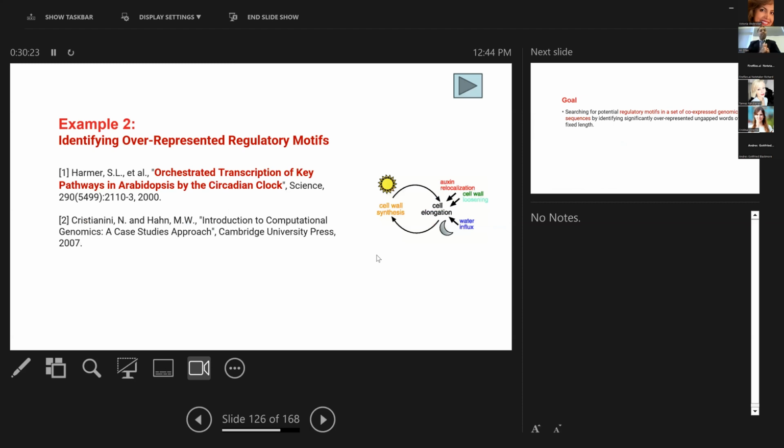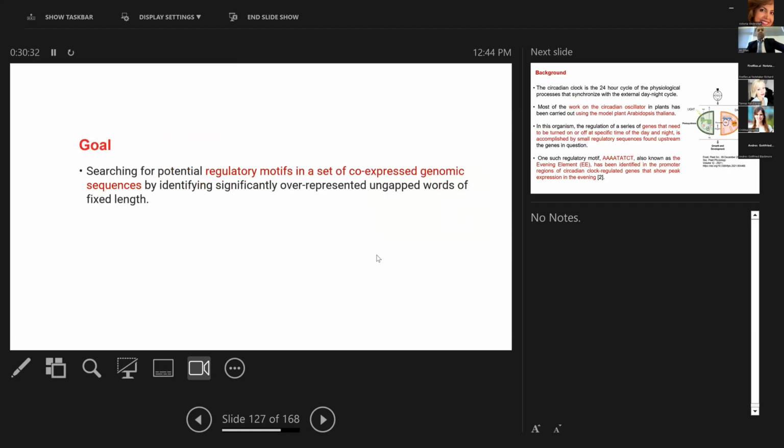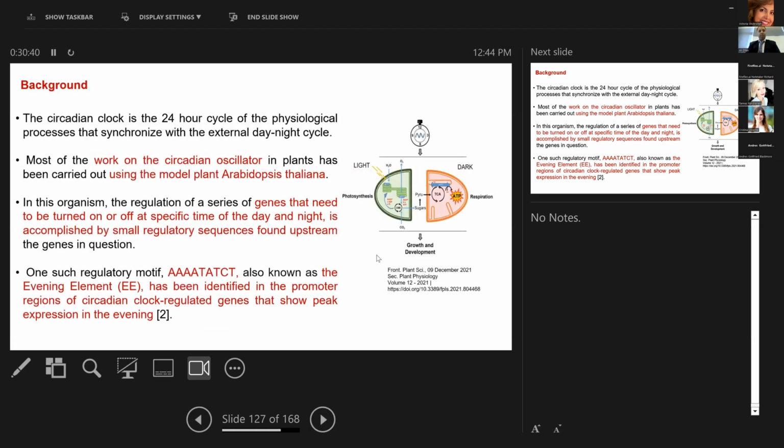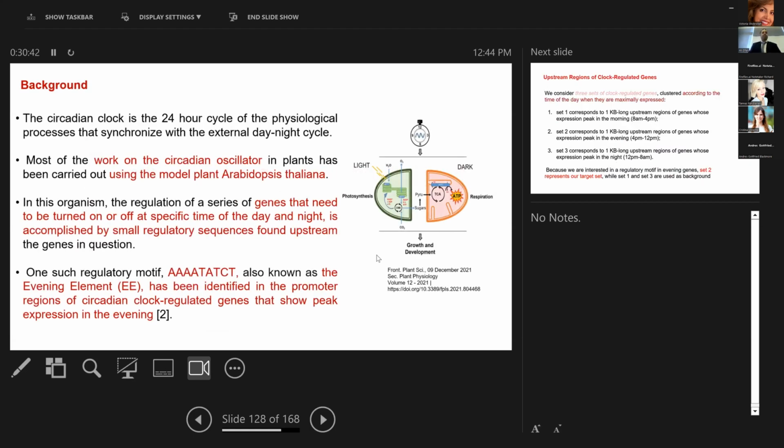The second example is identifying overrepresented regulatory motifs. This is from the paper Orchestrated Transcription of Key Pathways in Arabidopsis by the Circadian Clock. So the goal was to search for potential regulatory motifs in a set of co-expressed genomic sequences by identifying overrepresented motifs.